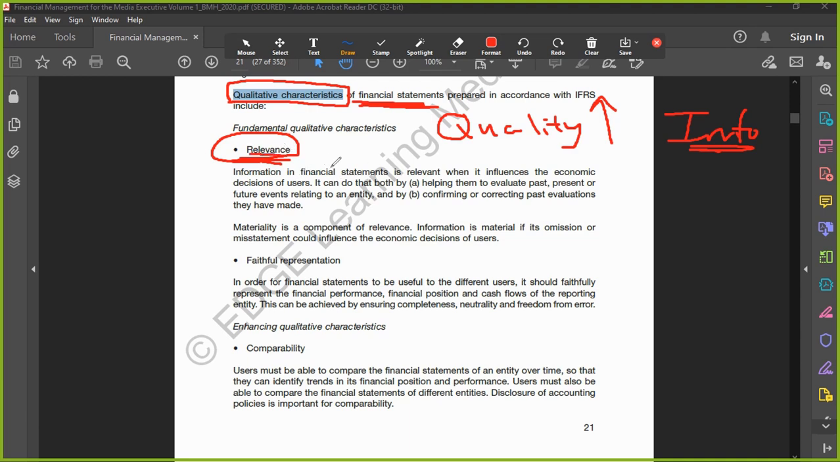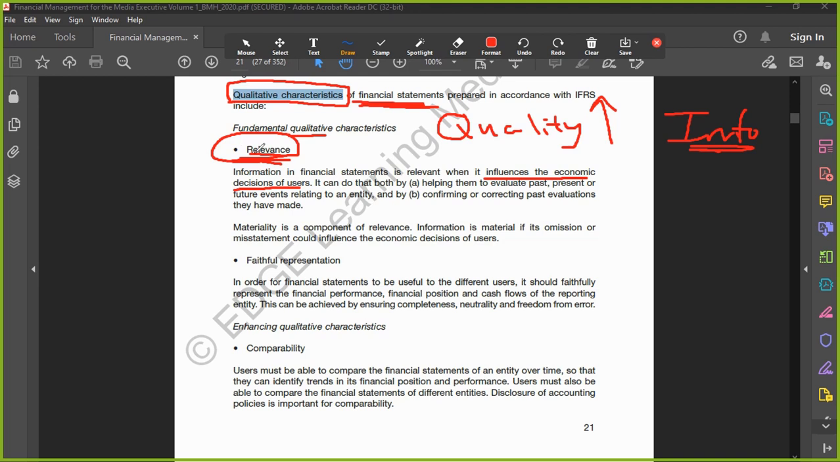We need to be able to apply it correctly. It needs to influence our decision making. If we had information that's not useful, that's not relevant, then how are we going to use that information? It would be useless information. So just remember that qualitative characteristics add to the quality, for a lack of a better word, of the information that we're going to utilize when making decisions.